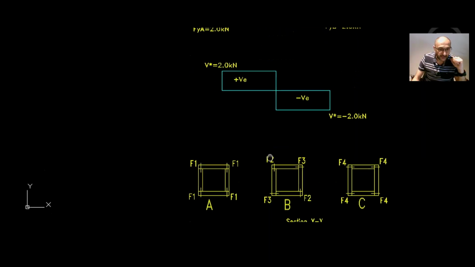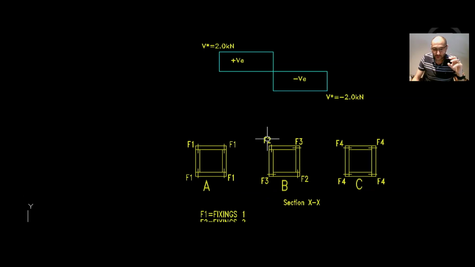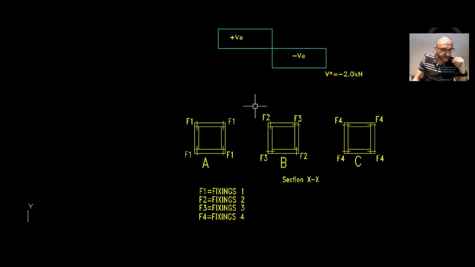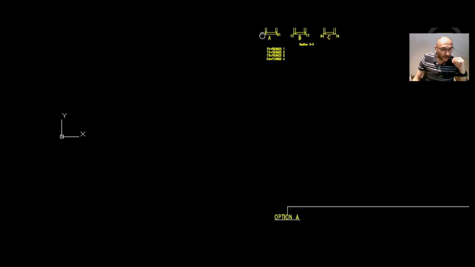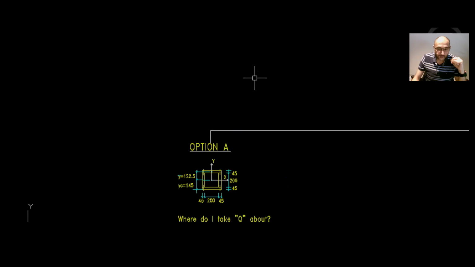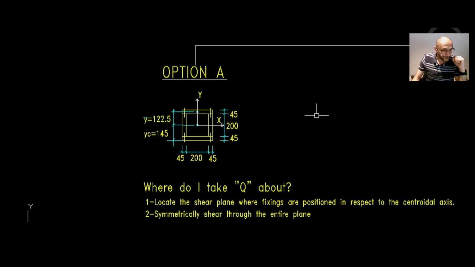So the V star, the maximum design shear force we will consider is 2 kilonewton. And this is for the formula of VQ over I, the shear flow. So remember that. That's why we need the maximum shear force. Great, now let's look at the design option A.